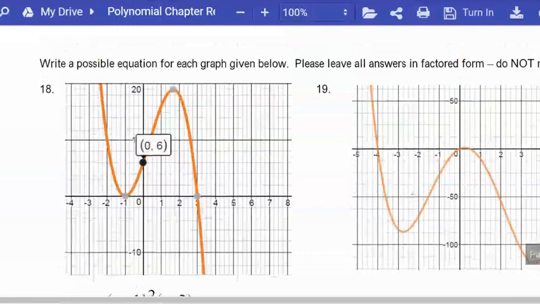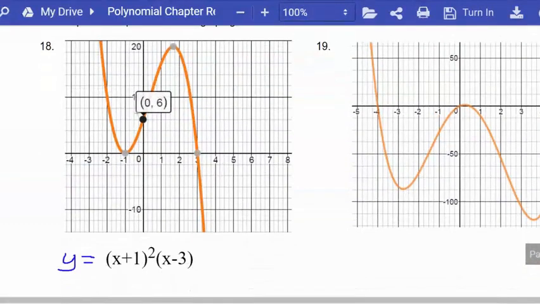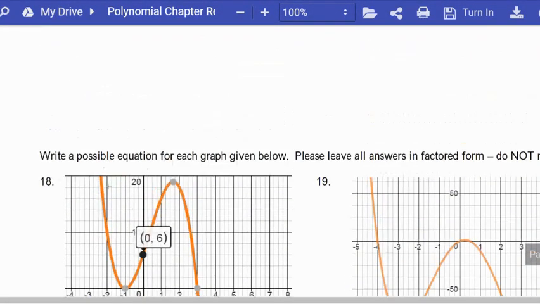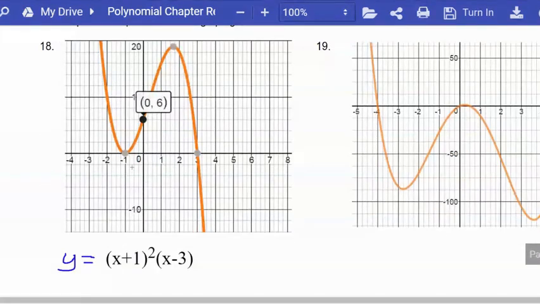Question number 18 and 19, where I give you a graph and say, what is the polynomial that makes this graph? I'm looking at the graph saying it crosses the axis at x equals 3, so x minus 3 would be a factor. It touches the axis at x equals -1, which means x plus 1 is a factor. Notice I've got the square there. It's twice that is a factor.